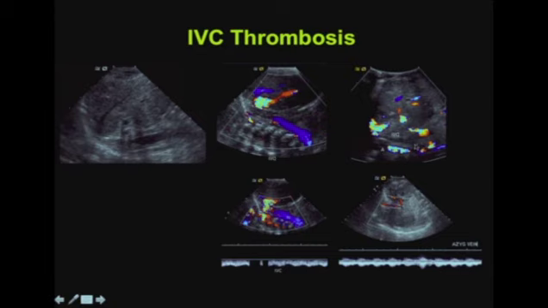On this image, we see that there's actual thrombus within the intrahepatic portion of the IVC, and there's a vessel that's posterior to the liver, an azygous vessel, which has enlarged and now contains flow and is taking up the flow that should have been carried by the vena cava in this patient with IVC thrombosis.